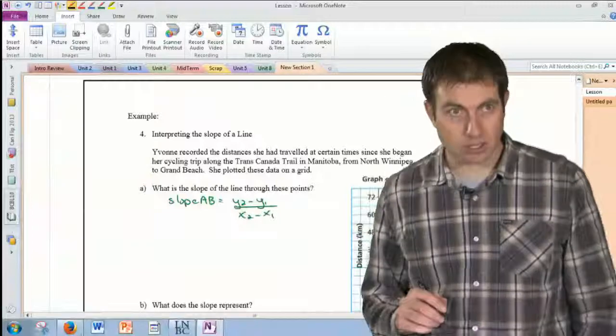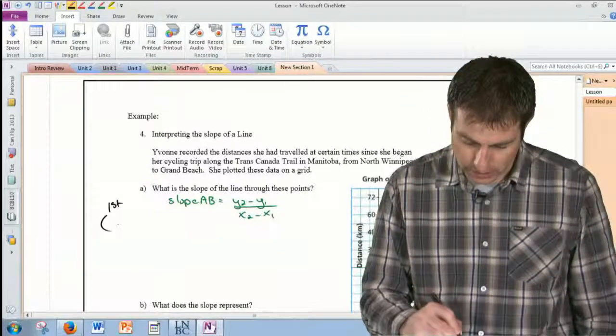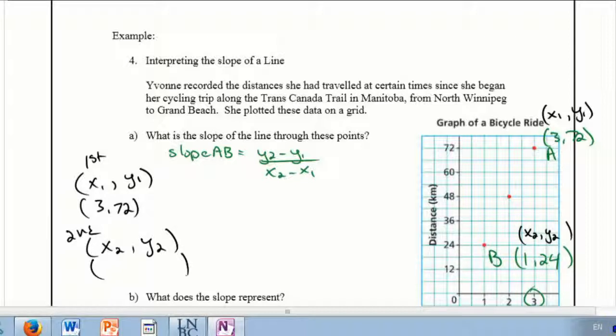All right, so I have 2 points. Maybe I'll rewrite them over here. My first point is x1, y1, and in this case it is (3, 72). My second point is x2, y2, and in this example it was (1, 24).